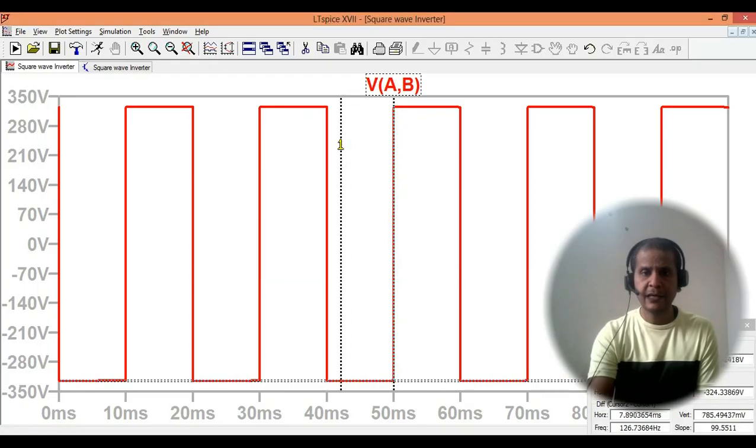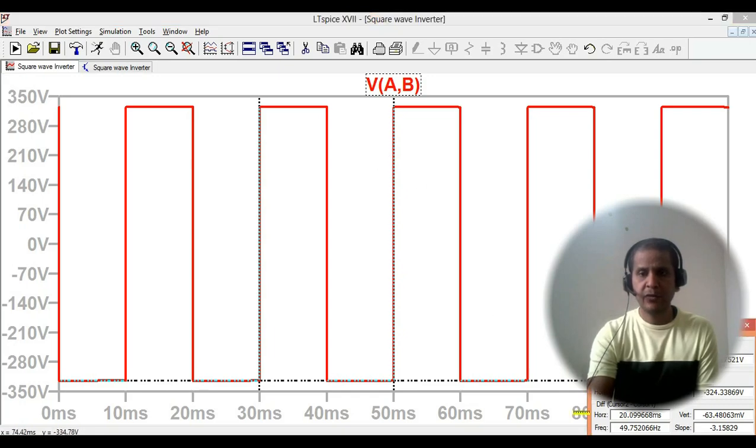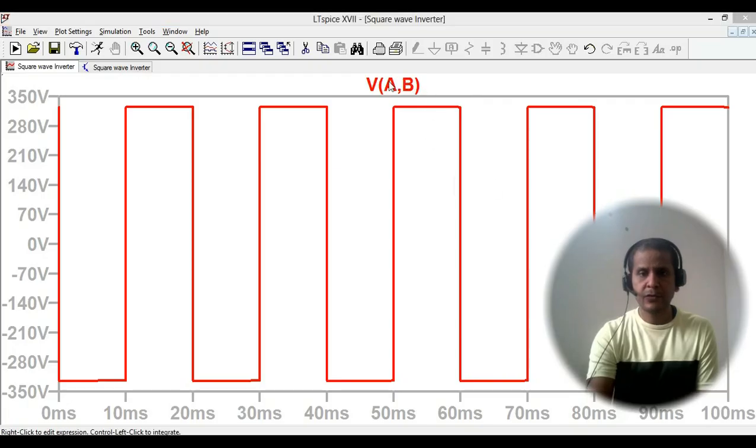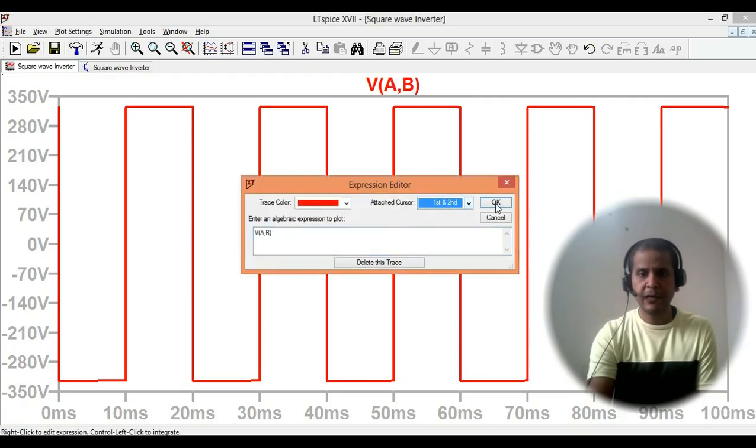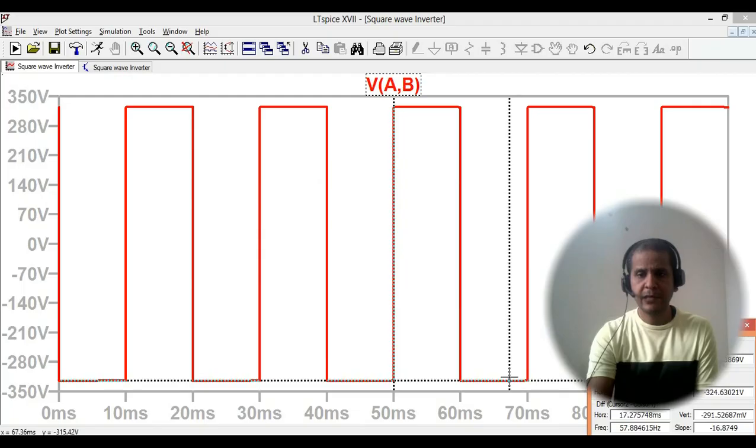So I have attached the cursor, and let's say this is my on time and this is my off time. And if I find out this, where is this? So this is here, it's not showing. So let us add the cursor again, 1 and 2. So this is somewhere here, and we are not able to see this.